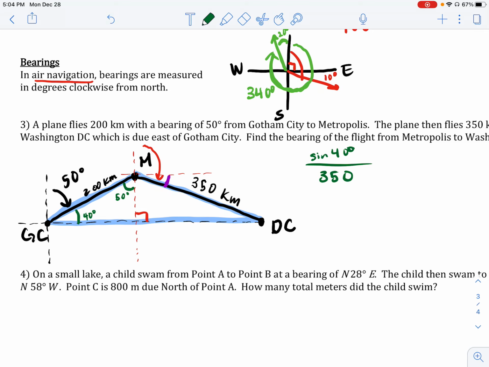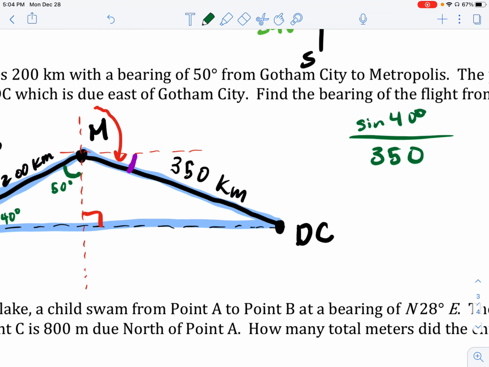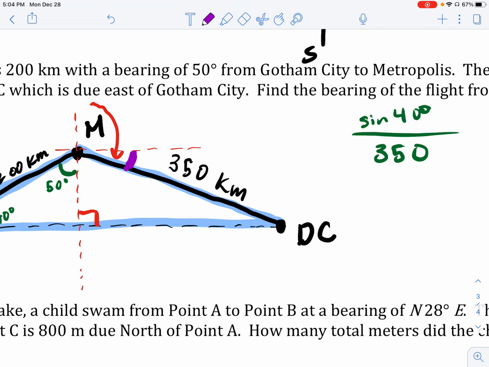Now, what else do we know? We know that if I want to find out this angle up here, again, I can use alternate interior angles. This angle that's within this larger oblique triangle is going to be congruent to this angle up here because they are alternate interior angles. These are two parallel lines that are cut by a transversal. So if I can figure out this angle down here, then I know that its alternate interior angle will be congruent. Once I have that angle up there, then I can just add it to 90 to figure out my bearing.